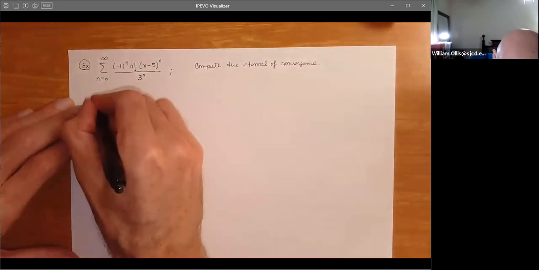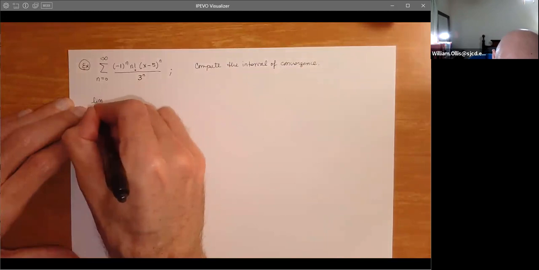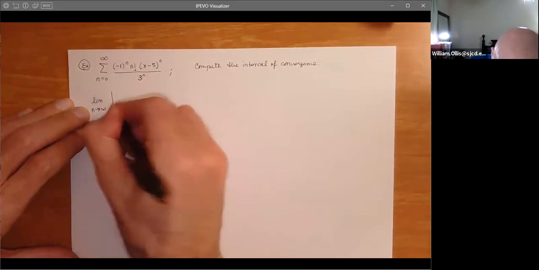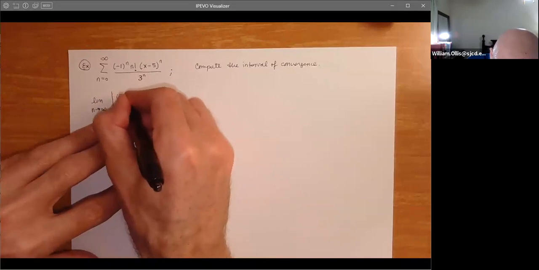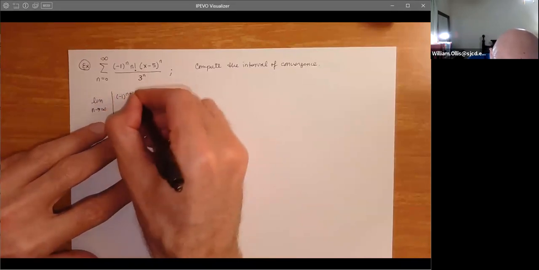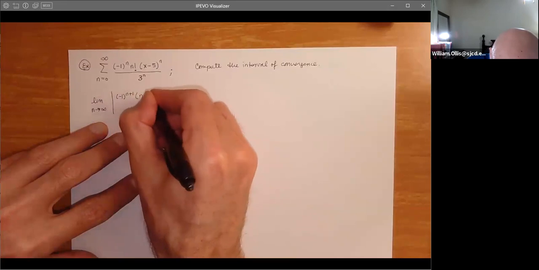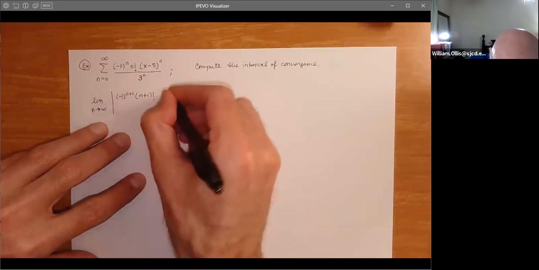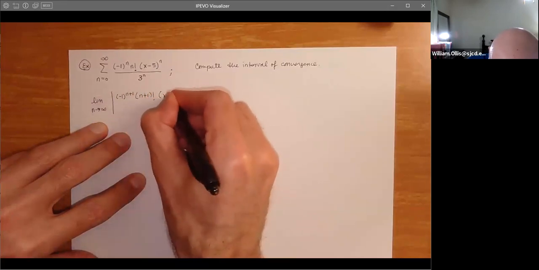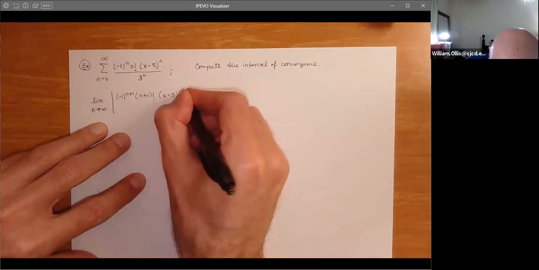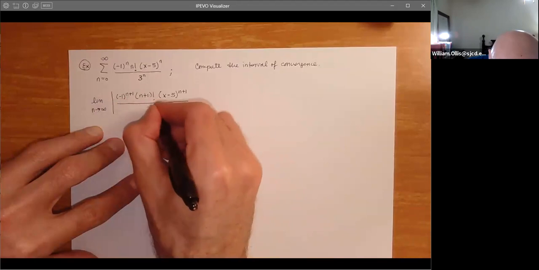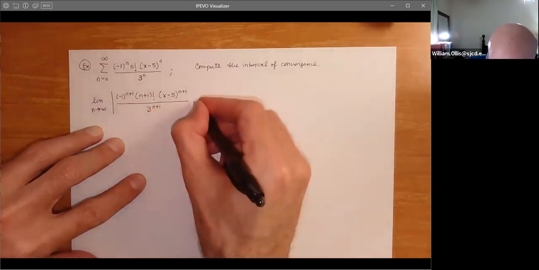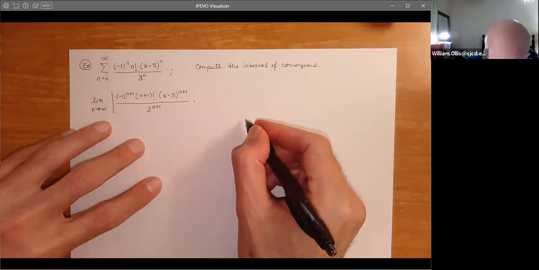So now let's apply the ratio test. We'll have the sum from n equals 0 to infinity. So we'll do the n plus 1 term. We have (-1)^(n+1). Replace all the n's with n plus 1: (n+1) factorial, and then, of course, (x minus 5)^(n+1), divided by 3^(n+1). Just a lot of stuff here. That's all, just a lot of bookkeeping.